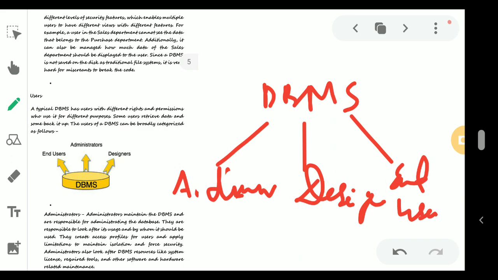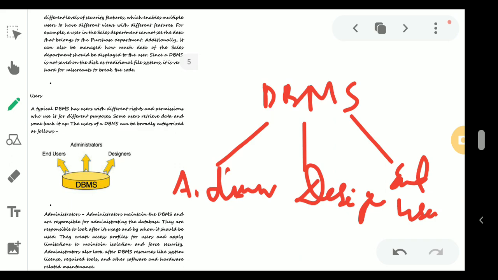So we are inexperienced, we don't know what is going on in this DBMS or how we are getting this information. We are only using this application program. So the end user, or you can say the inexperienced user. There are four types of users in the DBMS.